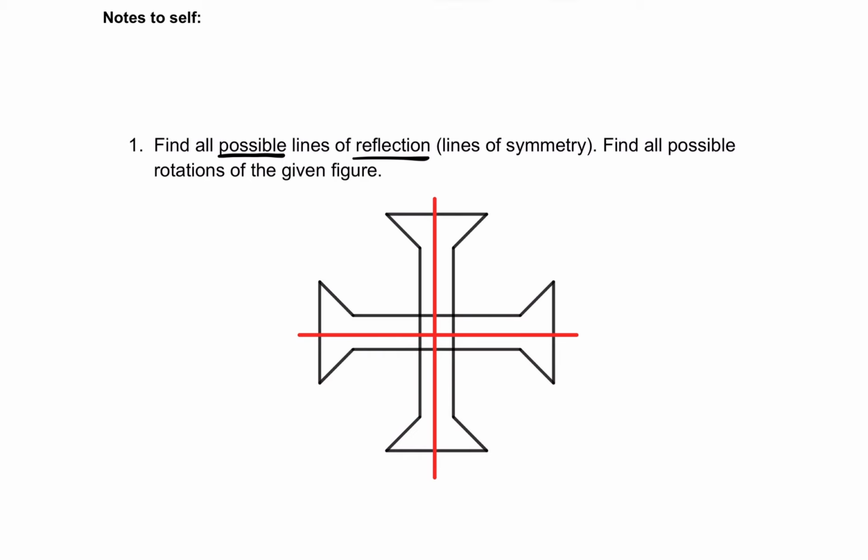I don't know why it's fighting me. There's another possible line of reflection. So these are lines, so I guess you should draw arrows. And then same thing for this one. There's another possible line of reflection. I don't know why my iPad's freaking out. Sorry, guys. All right, so there are 1, 2, 3, 4 possible lines of reflection.